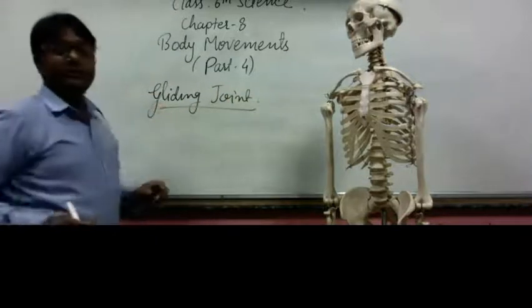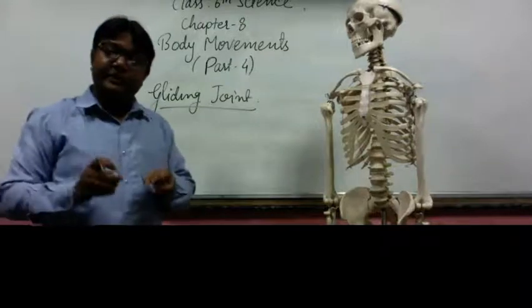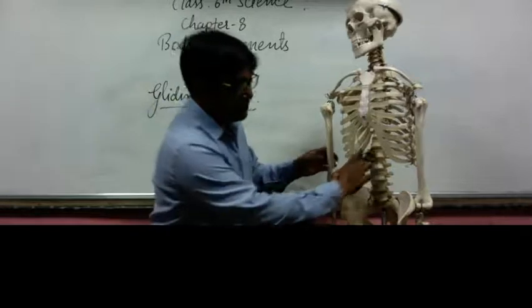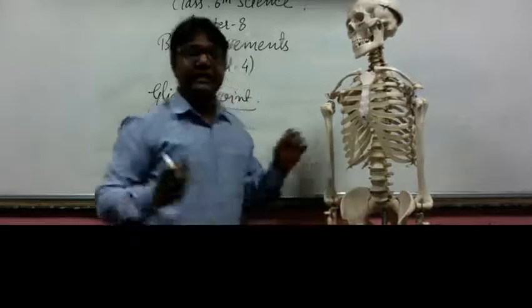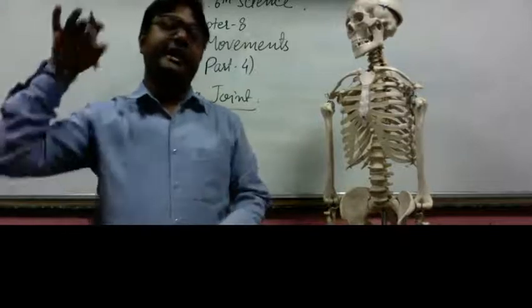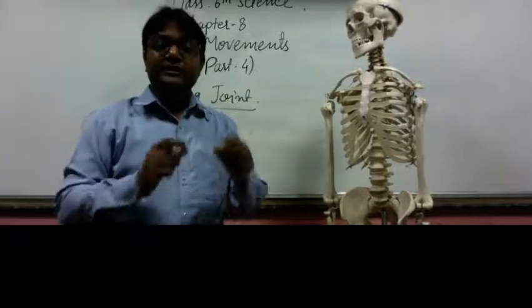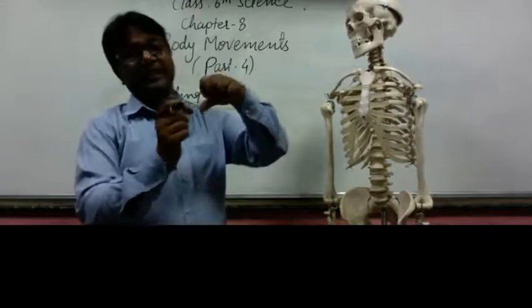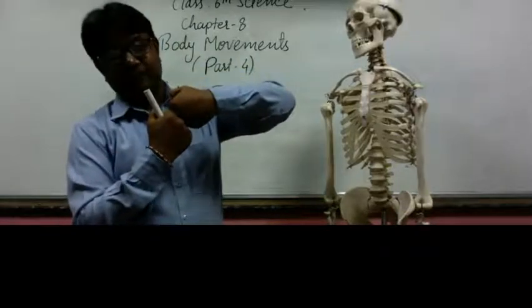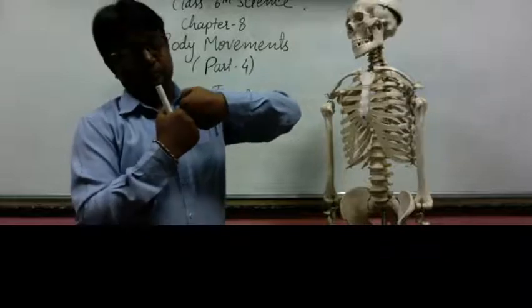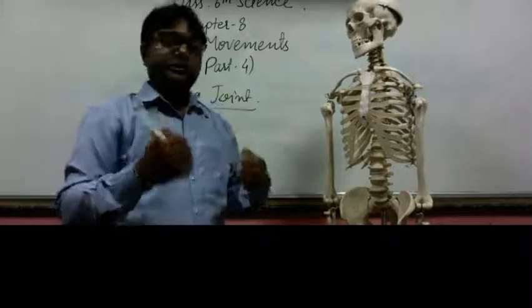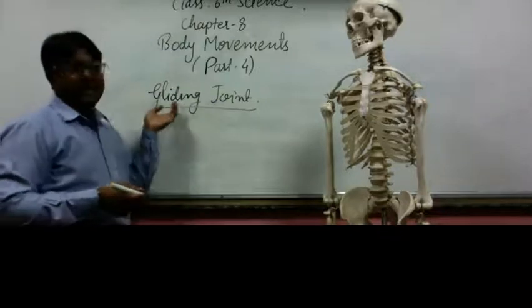In the gliding joint, the bones glide over each other. If we talk about the joints in the vertebrae, they are also gliding at one place. You can bend it to the front and to the back also. So in this movement, the vertebrae are gliding at their places. That shows the bones moving and gliding on each other. So that's why it is named the gliding joint.